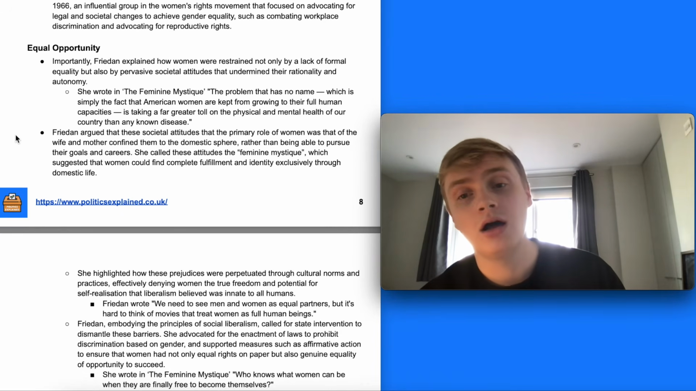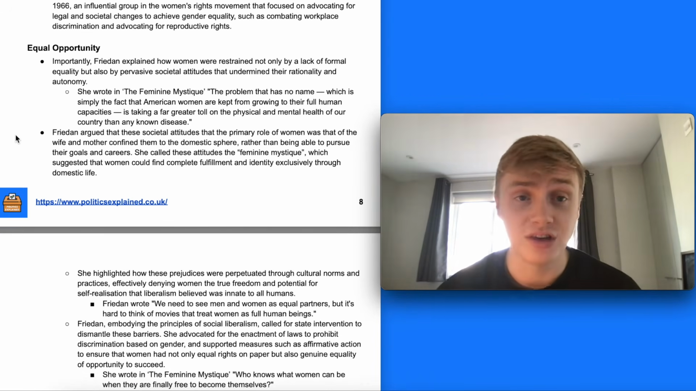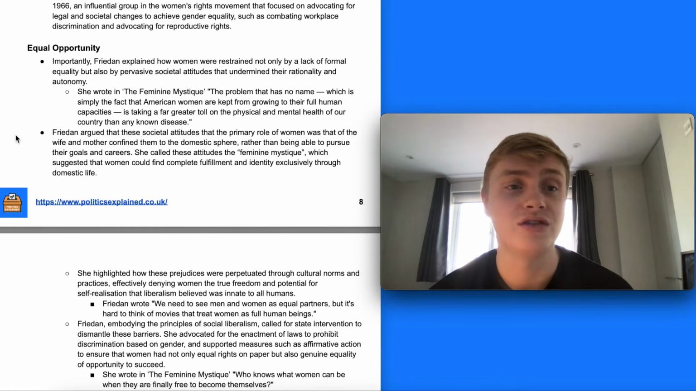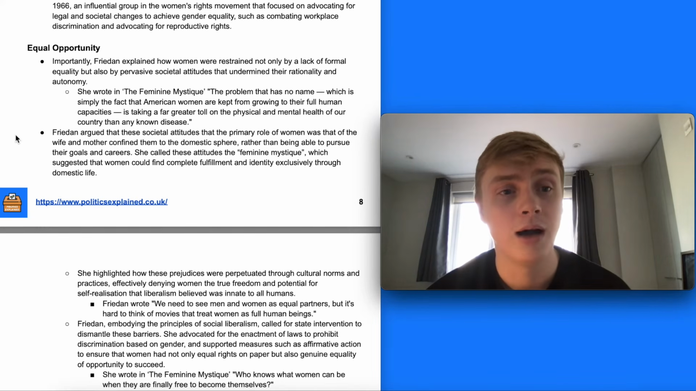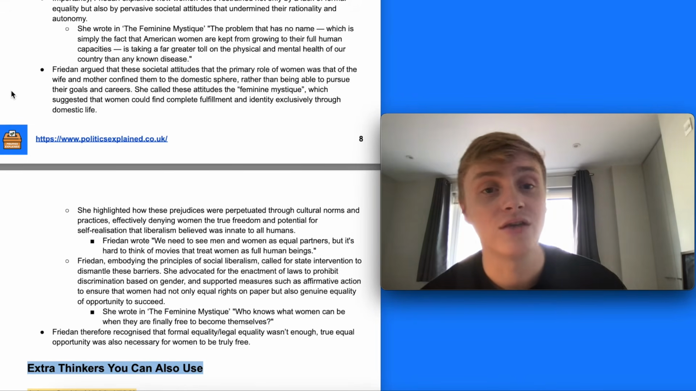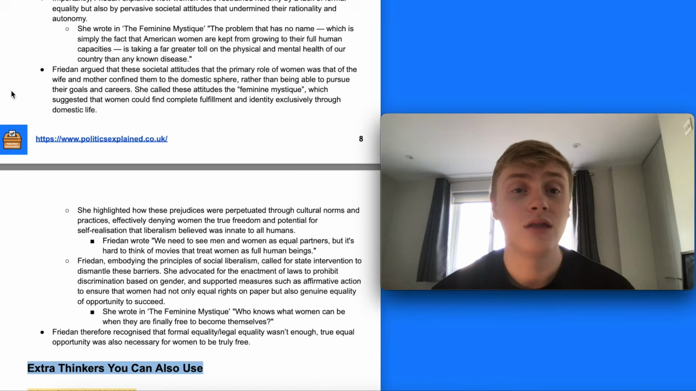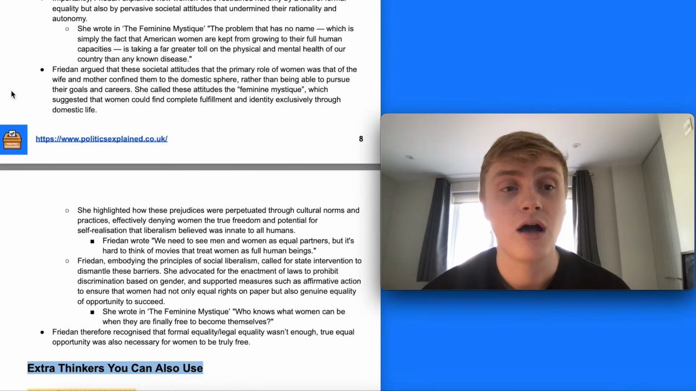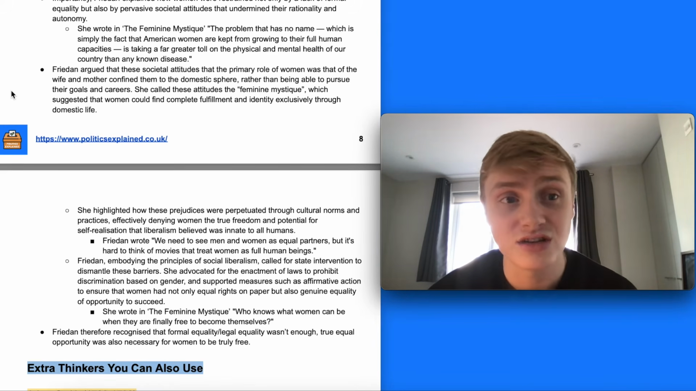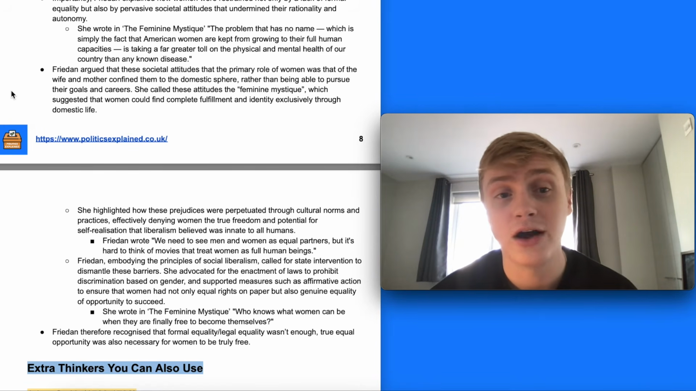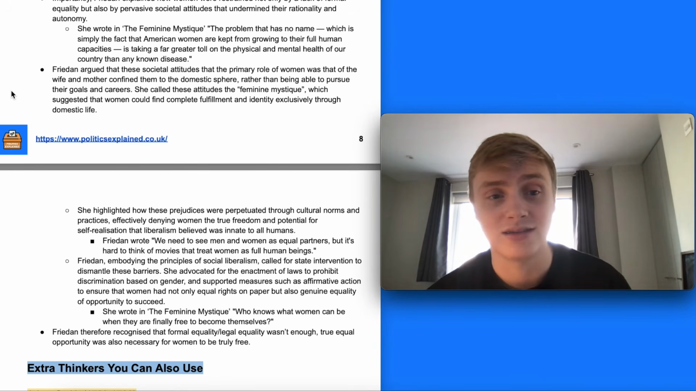Crucial also was her belief in true equal opportunity. She explained that women were restrained not only by a lack of formal equality, as Wollstonecraft pointed out, but also by pervasive social attitudes that undermine their rationality and autonomy. She argued that these societal attitudes promoted the view that the primary role of women was that of the wife and mother, and that this confined them to the domestic sphere rather than being able to truly pursue their individualism, their goals and careers. And she called these attitudes the feminine mystique, which suggested that women could find complete fulfillment and identity exclusively through domestic life.